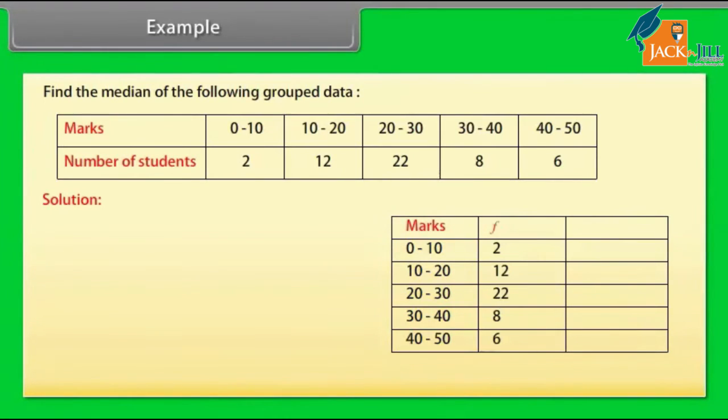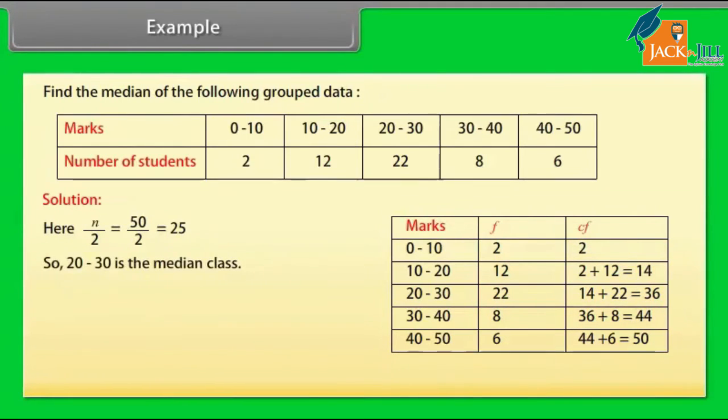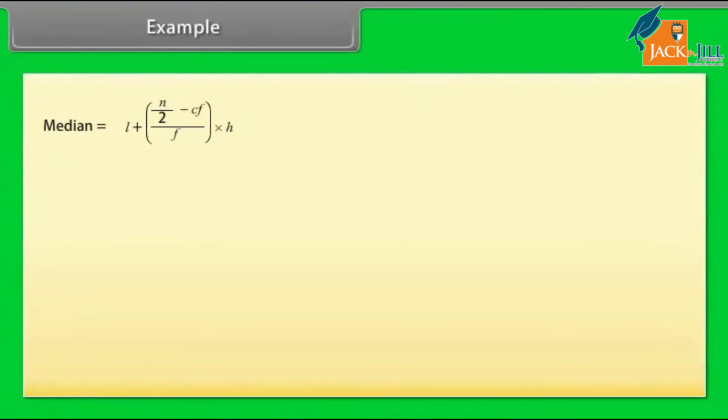In the second column, we have written the given frequency. In the third column, we have found the cumulative frequency. After that, n by 2 equals 50 by 2, which is 25. So, 20 to 30 is the median class. Now L is 20, H is 10, CF is 14, F is 22. And then we calculate the median using the formula given below.